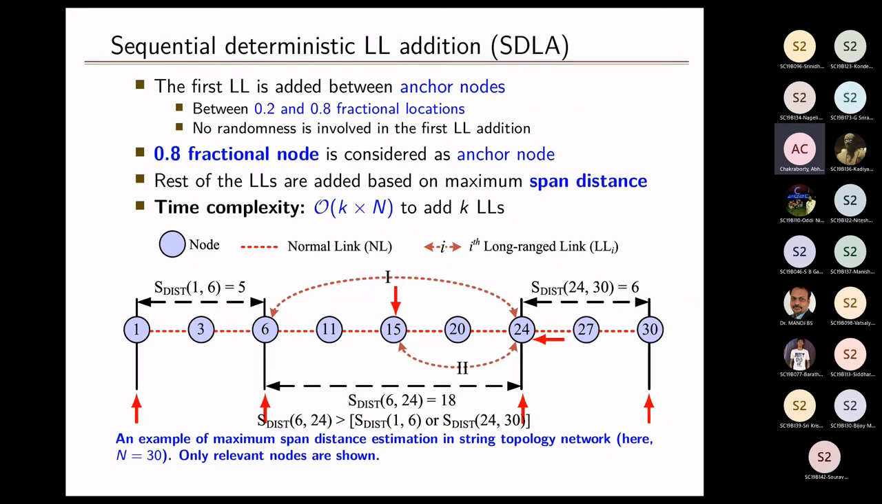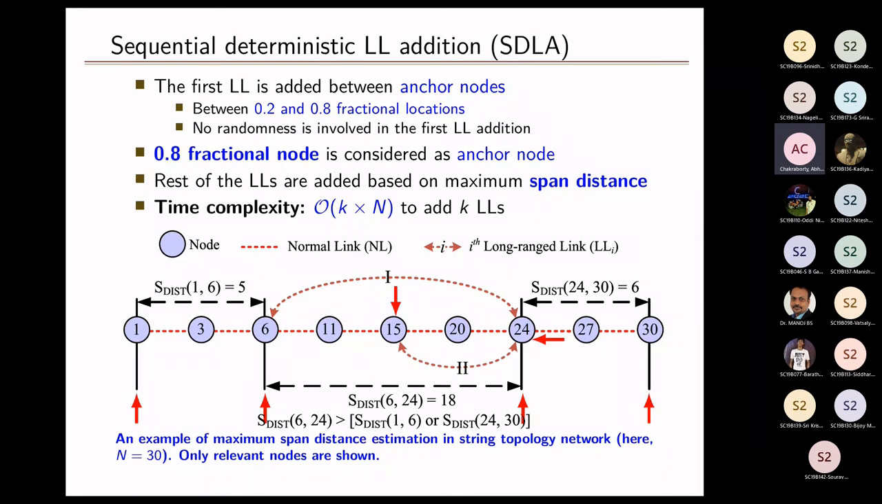Now the span distances will be calculated again: 1 to 6, then 6 to 11, 11 to 15, 15 to 24. Next we'll see the next highest span distance, which is between 15 and 24. That is again 9. We'll make it half, and it will be node 20. The fourth link will be added between 24 and 20.